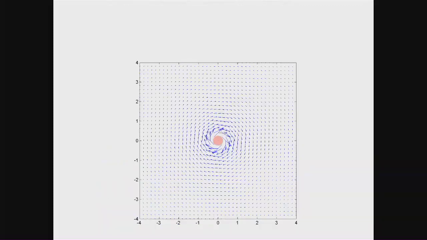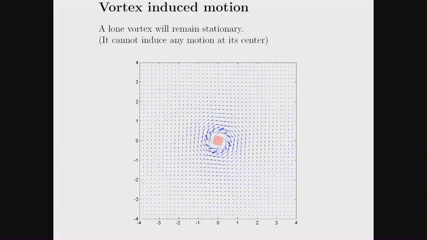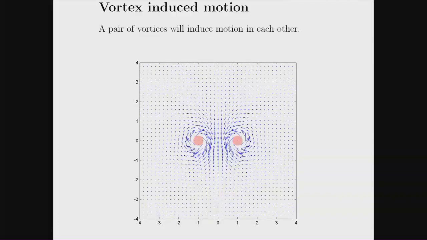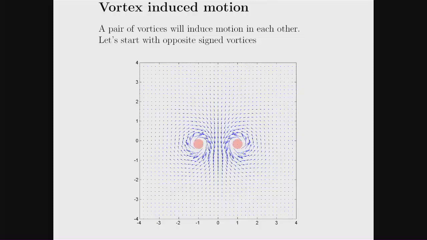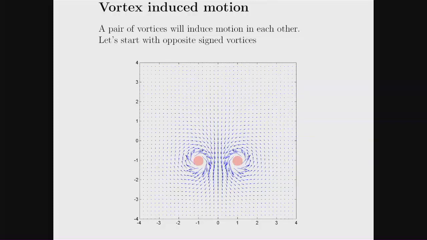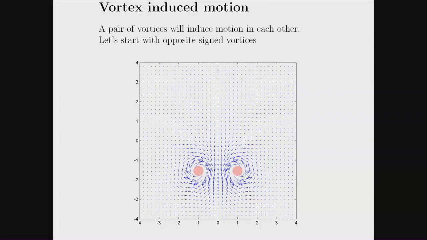Right, so this is your potential vortex, a single potential vortex. But if you have two potential vortices, it can induce motion, right? The potential vortex on the left is rotating clockwise, and the one on the right is rotating anti-clockwise. And as we have shown previously, both of them would push each other downwards.